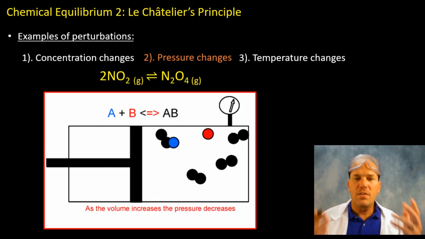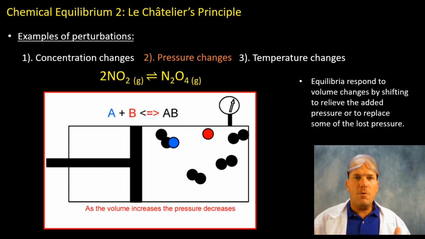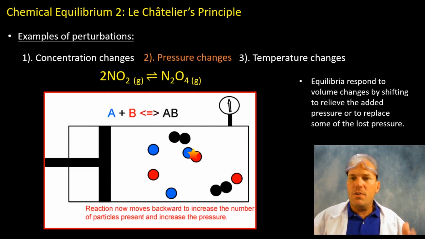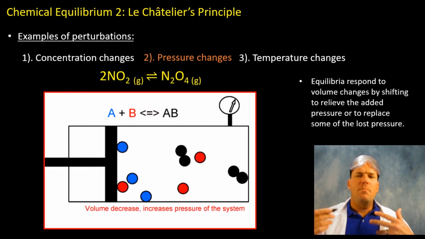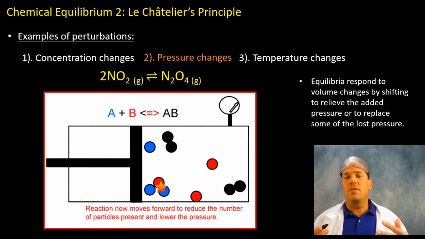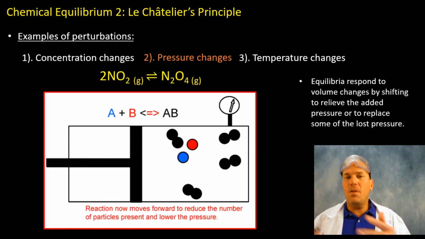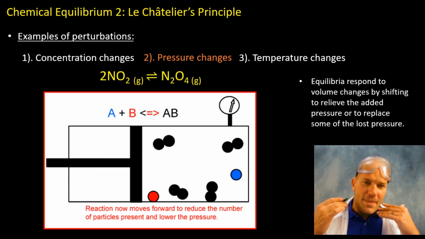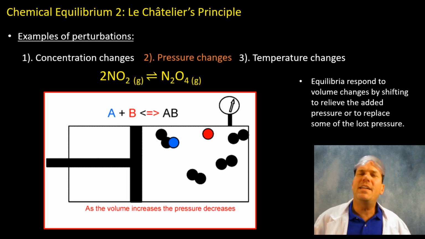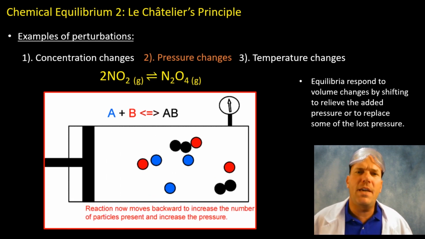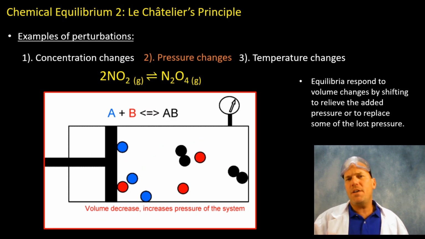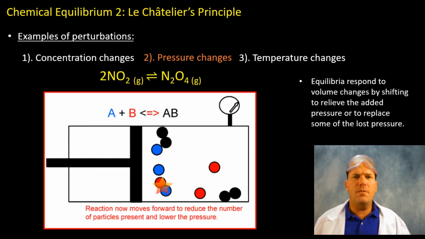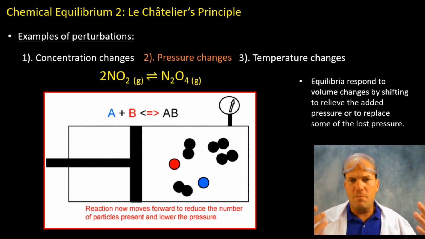Same thing. So if you were to go ahead and get this into your notebooks, the equilibria will respond by shifting to relieve added pressure and to replace some of the lost pressure. So this is really kind of tricky to get a hang of, but in the end, you're just counting and looking at how many moles of gas are on one side versus the other. If there's an increase in pressure, the reaction will shift to whichever side has the least number of moles.